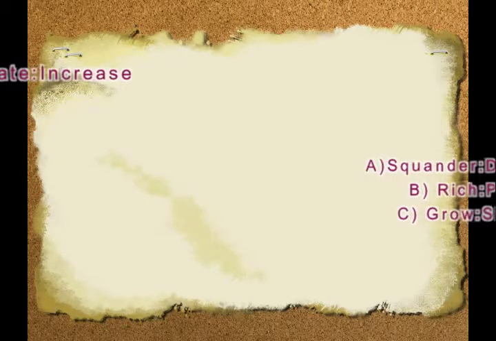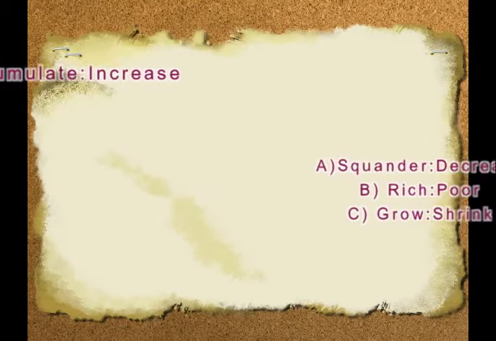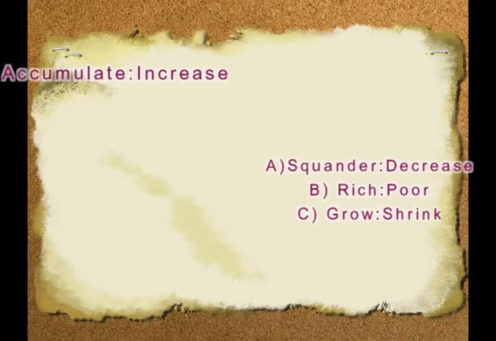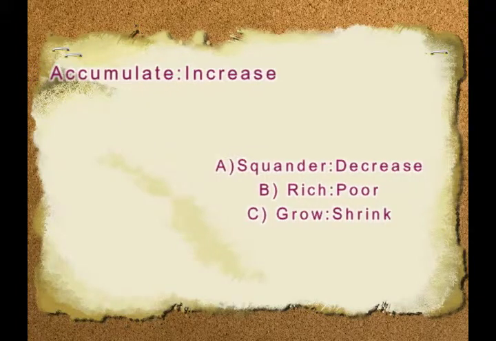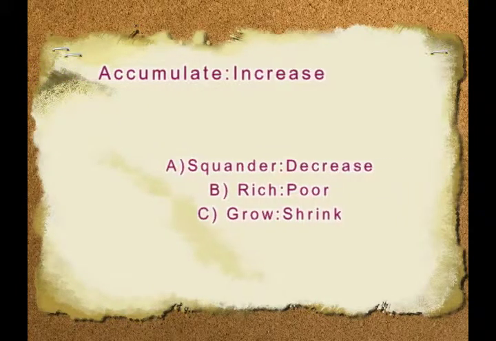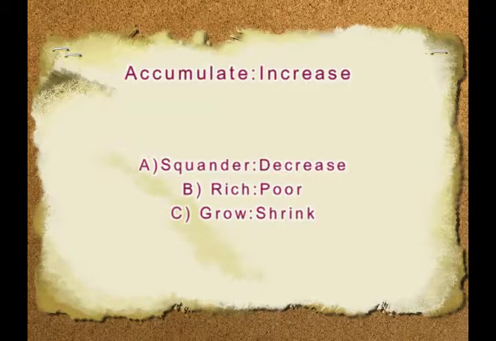Question 5, here it comes. Alright guys, fifth and final question. Hopefully we know by now that analogies are pairs of words that are related to each other. Your job is to find two words that are related to each other in the same way, okay? So, this last one, accumulate, increase. Is it A, squander, decrease, B, rich or poor, C, grow or shrink? Where is the relation, guys, in A, B, or C, according to accumulate and increase?